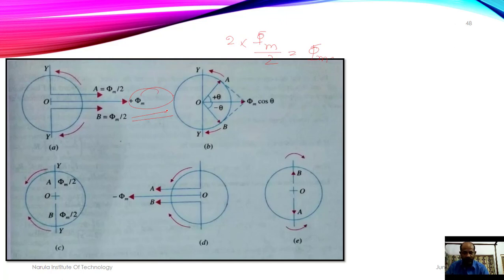Now after some time, both A and B, one is rotating in plus theta direction and another one is rotating in minus theta direction. So the total angle is theta.